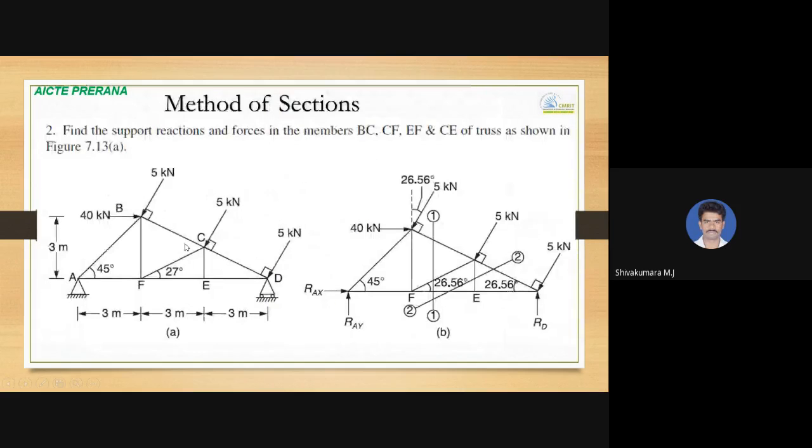It is going to cut the members BC, CF, and EF. So like that, we can cut and take the moment and find out the unknown forces. And later, we can take another section 2-2, shown over here, in such a manner that members CD, CE, and FE are going to be cut.